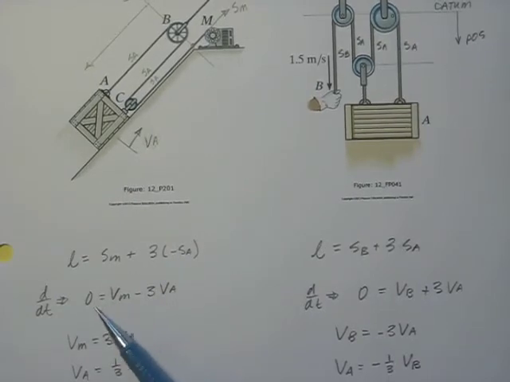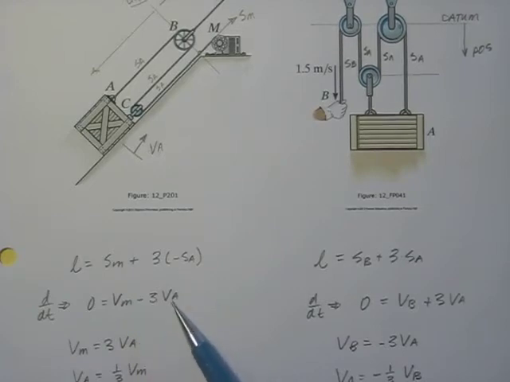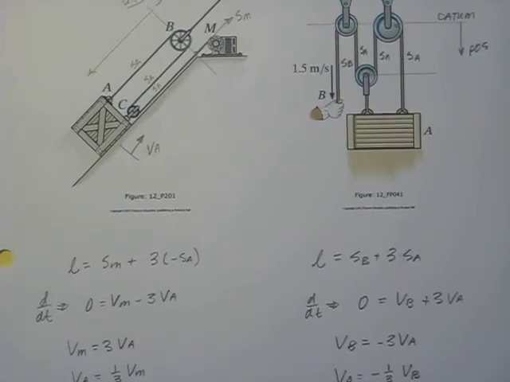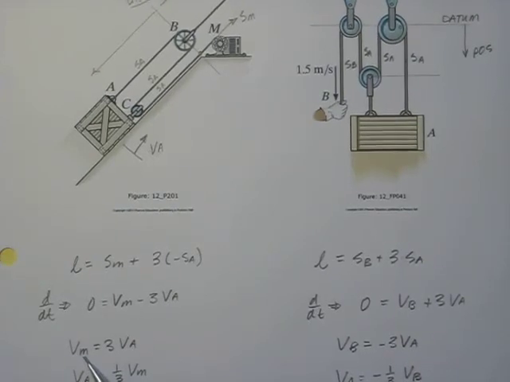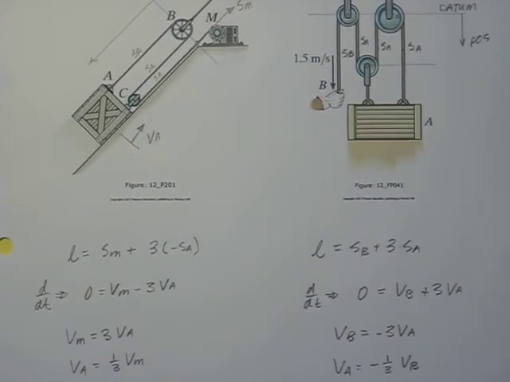If I take the time derivative now, the time derivative of the length is 0, and so the derivative of distance is velocity of M and 3 times the velocity of A, and that's negative because of that. And then I can say that the velocity of M is 3 times the velocity of A, or the velocity of A is 1/3 the speed of M.